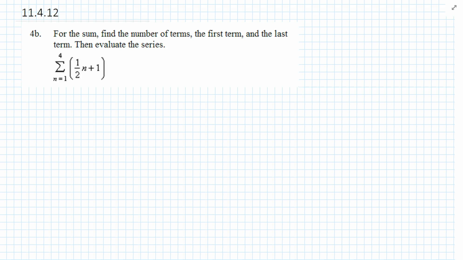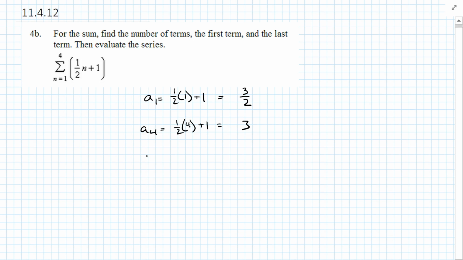For the sum, find the number of terms, the first term, and the last term. Well, there are 4 terms: 1, 2, 3, 4. The first term, a of 1, is going to be 1/2 times 1 plus 1, so we'll say 3/2. The last term, a of 4, is going to be 1/2 times 4 plus 1, which is going to be 3. So S of 4, the sum of 4 of them, is going to be 4 over 2 times, we'll go ahead and say, 3 plus 3/2. So S of 4 is going to be 2 times 4.5. So the sum of those is going to be 9.